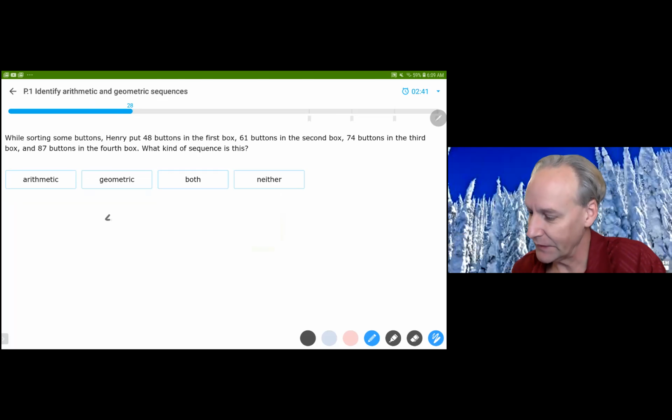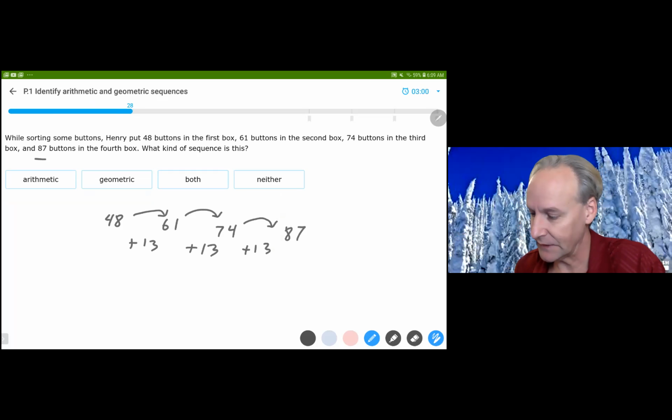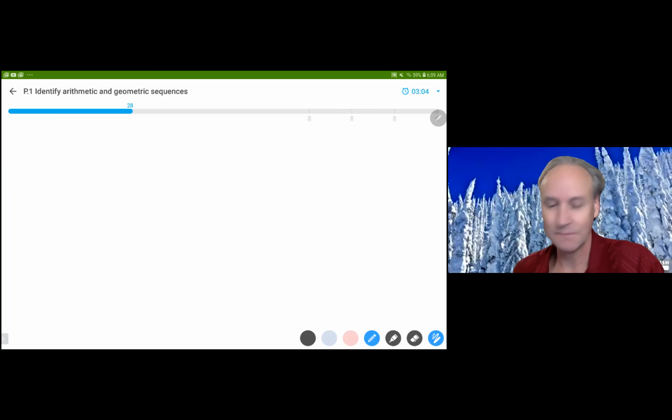So now we have 48 buttons in the first box, and then we go to 61, which is an increase of 13. Then we go to 74, which is also an increase of 13. And I suspect that the next one, if I add 13, I'm going to get 87. And sure enough, there it is. And this is, you guessed it, arithmetic.